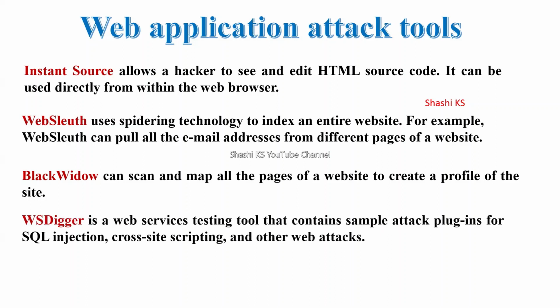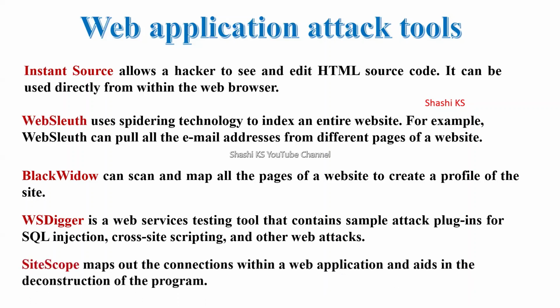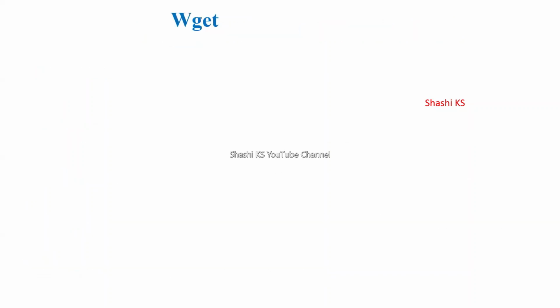We also have an attack tool called WS Digger, which is a web services testing tool. Normally, it contains sample attack plugins for doing SQL injection attacks, cross-site scripting attacks, and various other types of web attacks. You also have an attack tool called Site Scope, which maps out the connections within a web application. Normally, a web application will have various connections which will be mapped out. With the help of that, it helps in the deconstruction of the program.